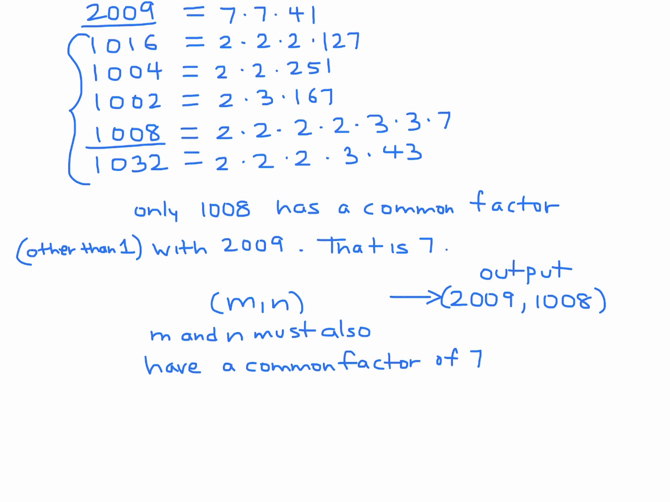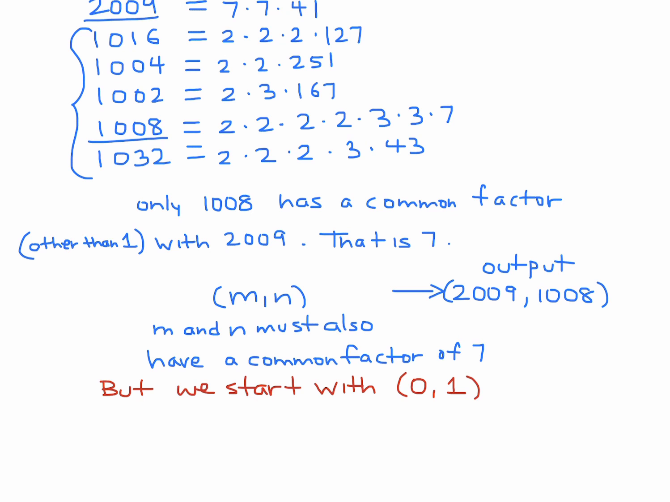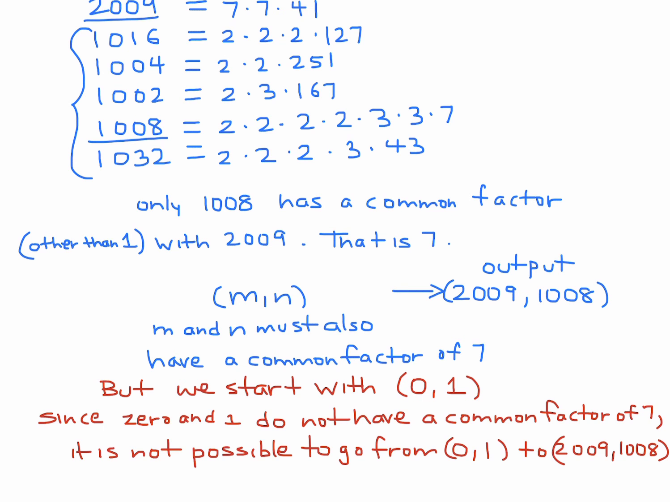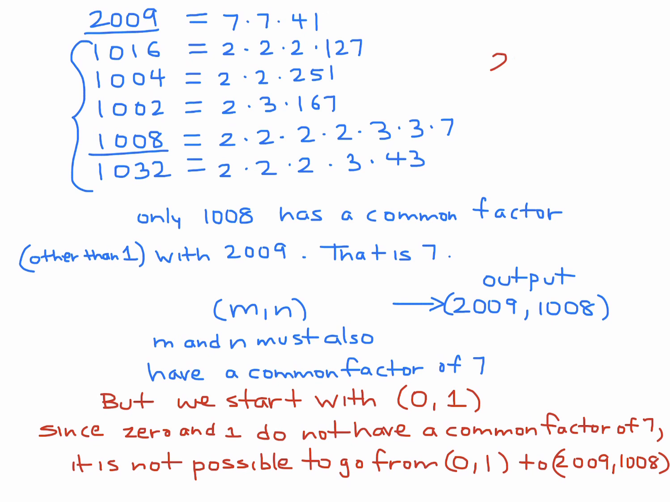But remember, we start with what? What is our initial pair that we're starting with? We start with the pair 0, 1. And if we're going to start with 0, 1, neither of these numbers has a common factor of 7. So since 0 and 1 do not have a common factor of 7, it is impossible to go from 0, 1 to 2009, 1008.